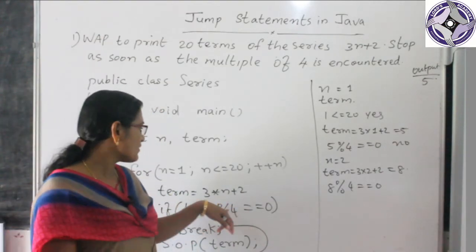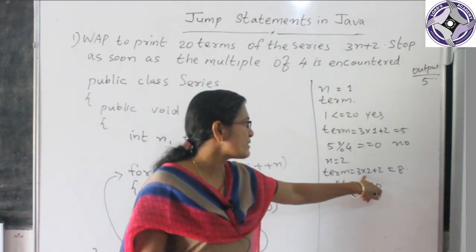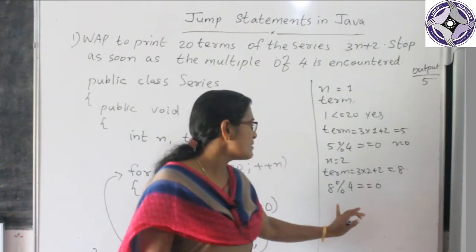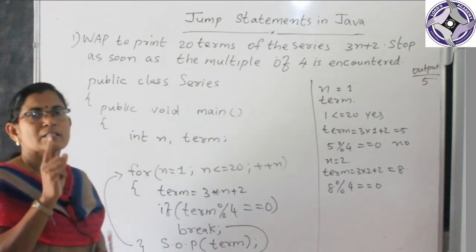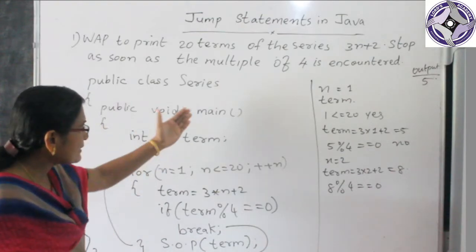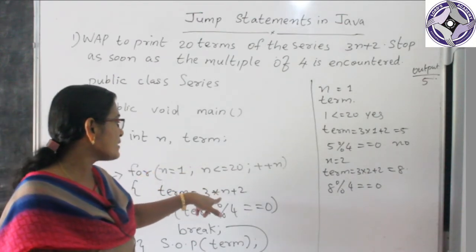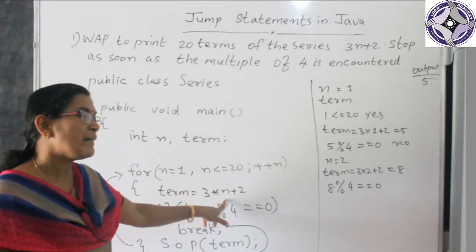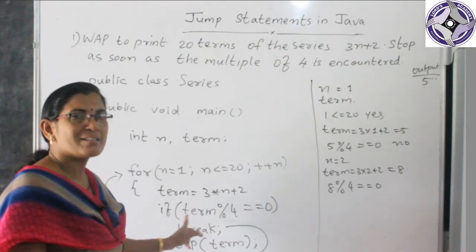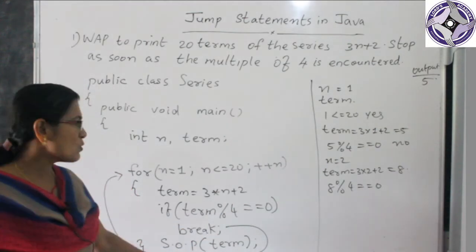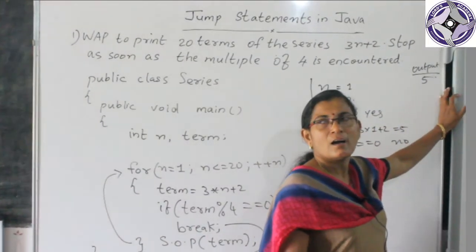As the second term of the series is 3 into 2 is 6, 6 plus 2 is 8. 8 modulus 4 is equal to 0. Control goes out. So only once this loop gets executed. It gets executed twice, but result will be printed only once. Control enters into the loop's body twice, but output printed only once, because second time the term is a divisible of 4, so control goes out of the looping structure. So you will get the output printed on the screen as 5.